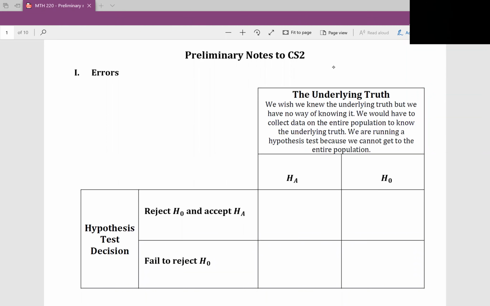Okay, hello class. I'm going to start today with the preliminary notes to case study 2, part 1, where I go over the first 2 pages about errors and significance level. Okay, so welcome back to class.